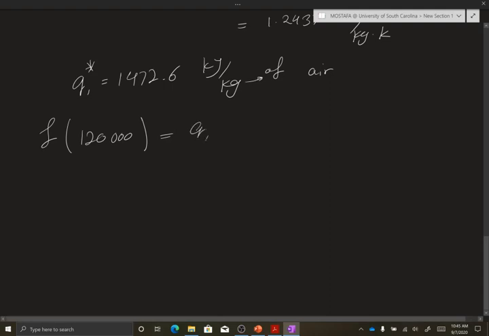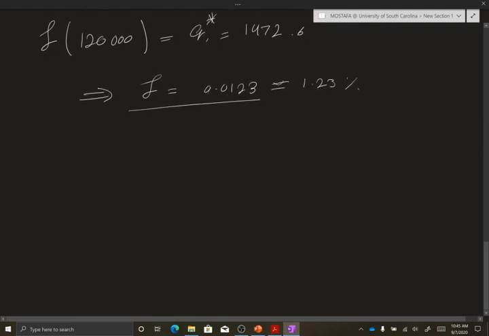equals the total heat rate, which is 1472.6. So this will give you a value of 0.0123 for F, which is equal to 1.23%. Okay, fuel to air ratio, pretty simple. And this is the fuel to air ratio for the thermally choked combustor exit.